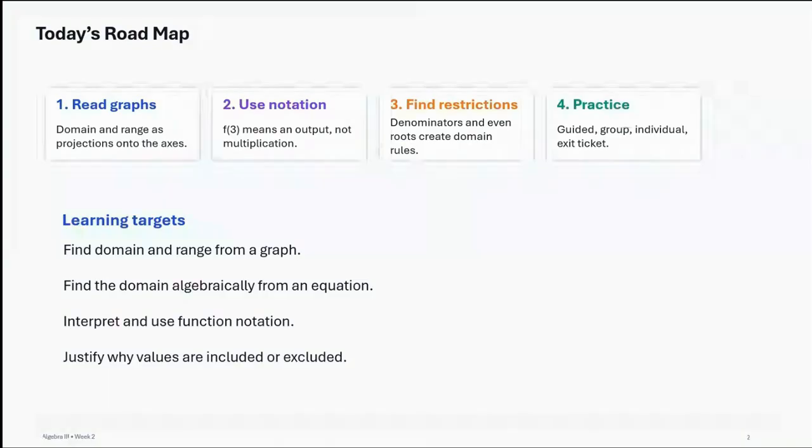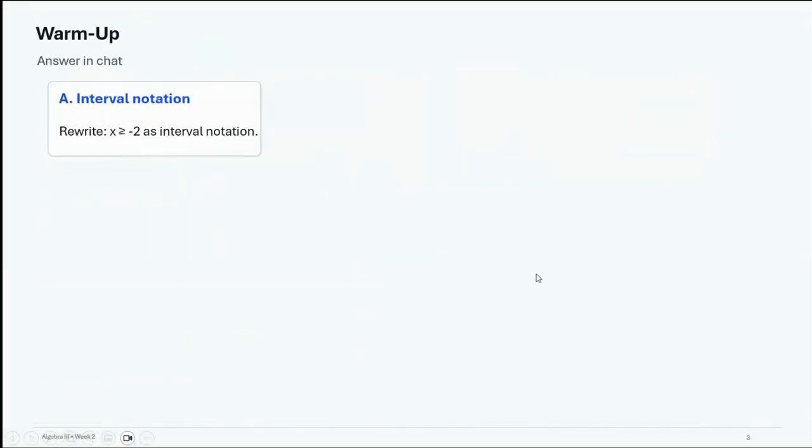So our learning targets: we're going to find the domain and range from a graph, which is an easier way to find the domain and range than with an equation. We're going to find it algebraically also, and we'll interpret and use function notation. And then we'll justify why values are included or excluded, because often we have to exclude numbers from our domain. All right.